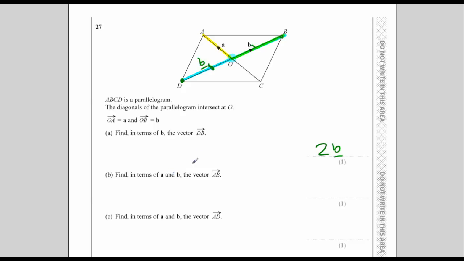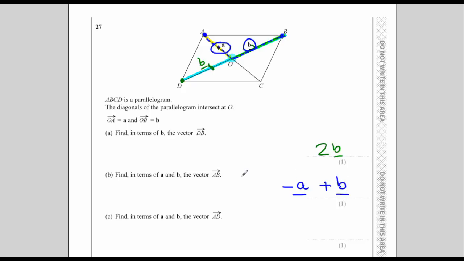Find in terms of a and b the vector AB. So we want to go from A to B, but knowing stuff that we know. So we want to go along here and then up here. Now if we're going backwards through A, then it's minus a. And then we're going forwards through B, so it's plus b.